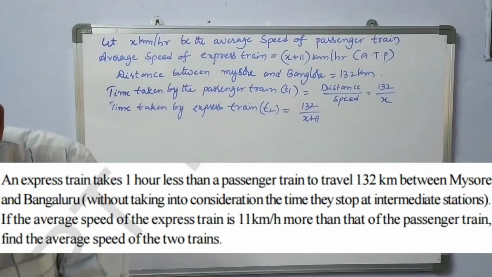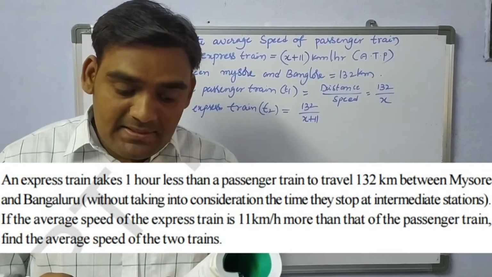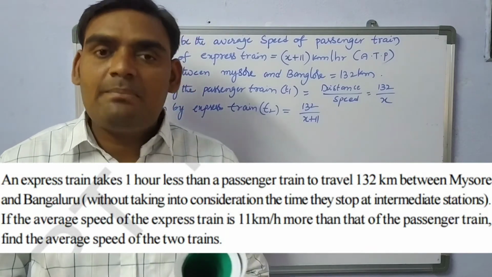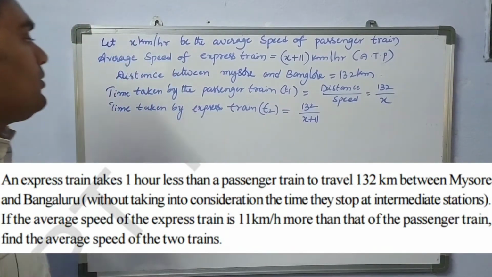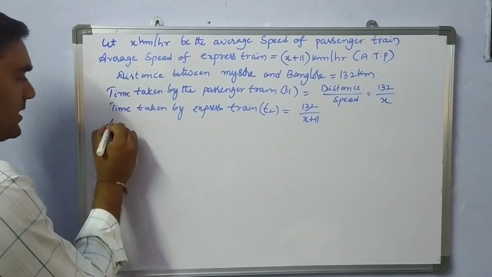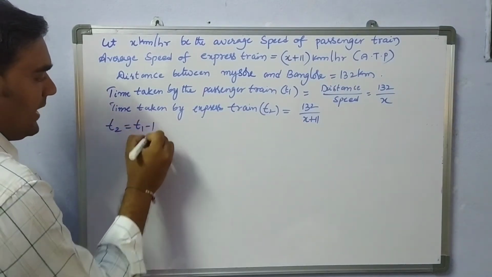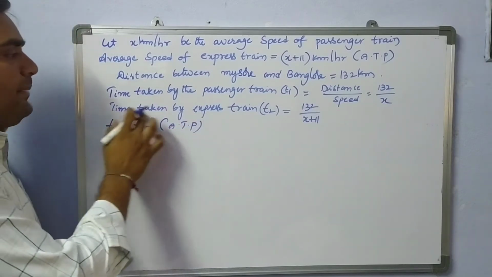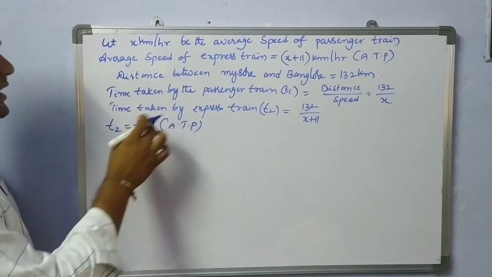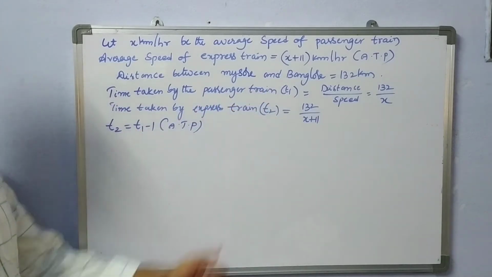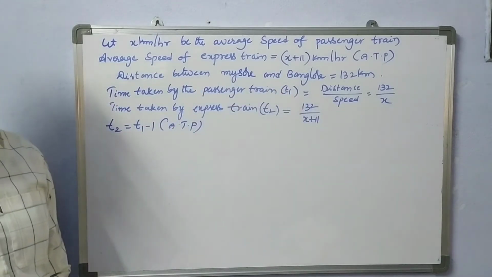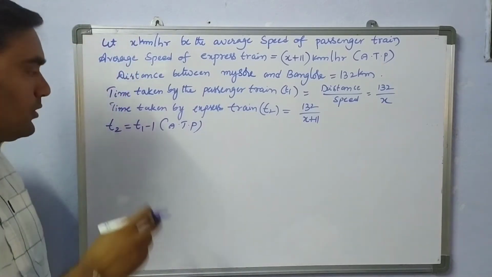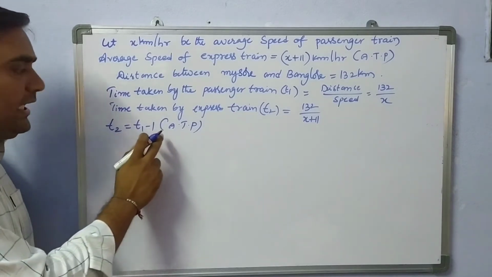In the problem, they gave one condition, that is, an express train takes 1 hour less than a passenger train to travel 132 km between Mysore and Bangalore. So in this problem we can write t2 is equal to t1 minus 1, according to the problem. t2 is the time taken by the express train, and t1 is the time taken by the passenger train. They mentioned the express train takes 1 hour less than the time taken by the passenger train, so we get t2 is equal to t1 minus 1.